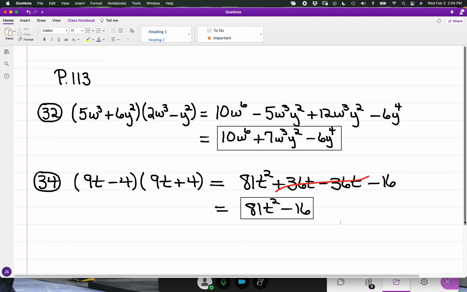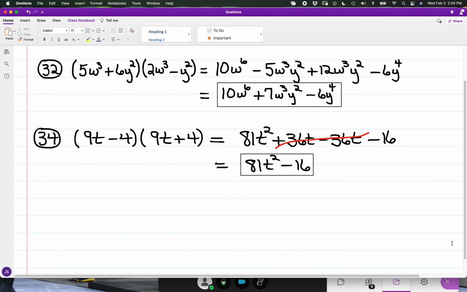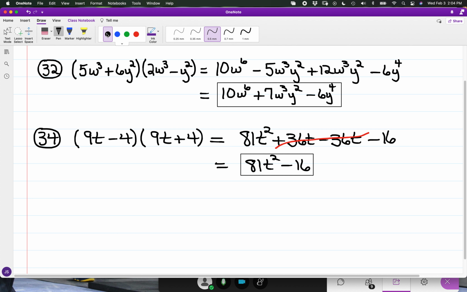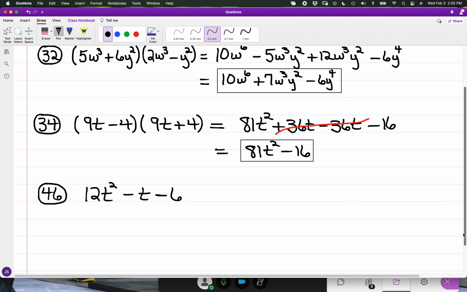And then shifting gears, instead of multiplying binomials, we're now looking at factoring. In the case of 46, this is where we again work with an expression in t, and we're looking at factoring 12t squared minus t minus 6. This trinomial can be factored, creating a pathway to solving.